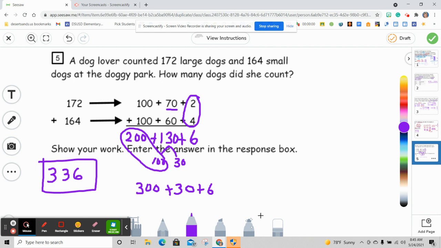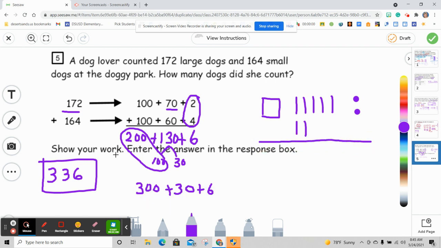Now, what if I want to just double check and draw a picture? So I'm going to look at the first number. 100, 7 tens, 1, 2, 3, 4, 5, 6, 7. And then 2 ones, 1, 2. And then I'm going to draw a line to separate, of course. And then I'm going to draw the next number, which is 100. 100, 6 tens, 1, 2, 3, 4, 5, 6. And then 4 ones.